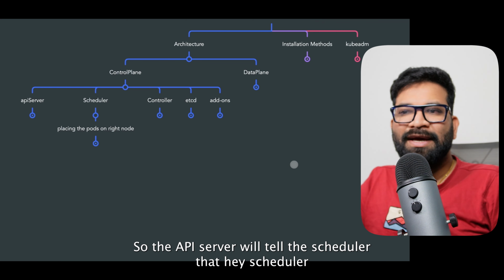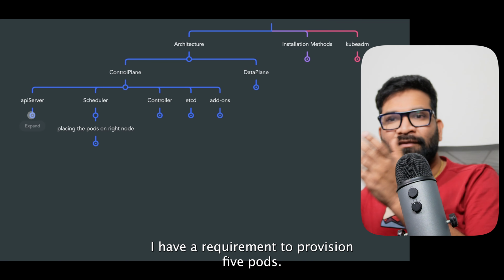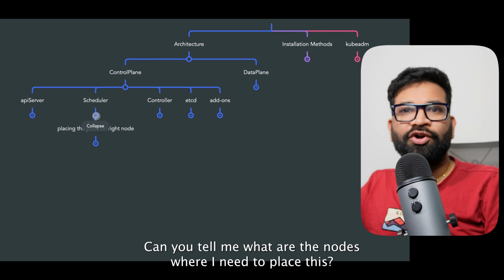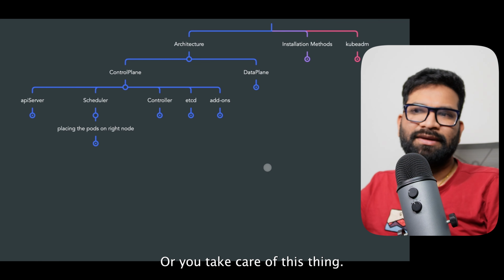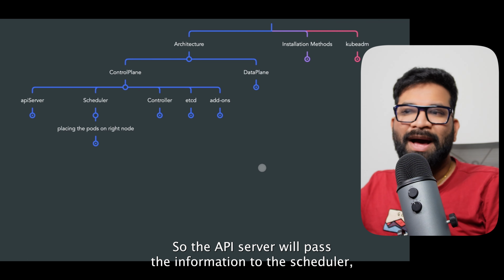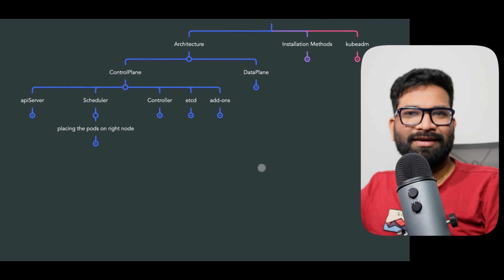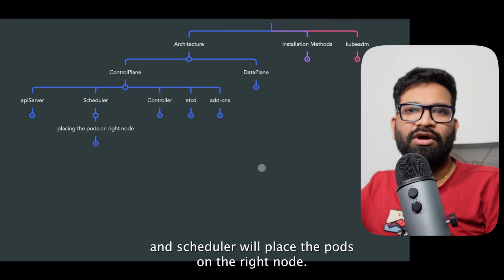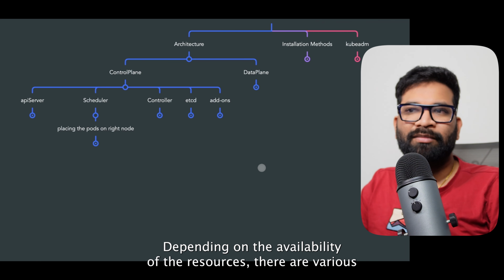So the API server will tell the scheduler that, hey scheduler, I have a requirement to provision 5 pods. Can you tell me what are the nodes where I need to place this, or you take care of this thing? So the API server will pass the information to the scheduler, and the scheduler will place the pods on the right node depending on the availability of the resources.